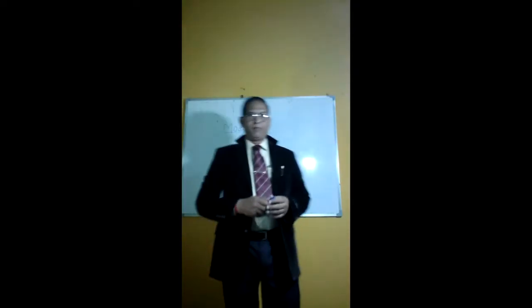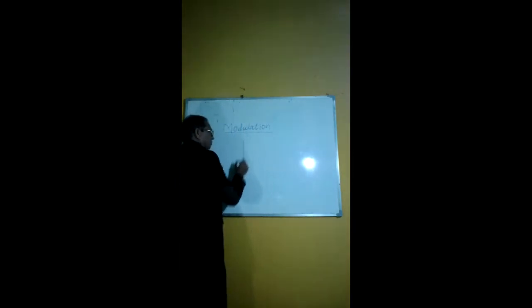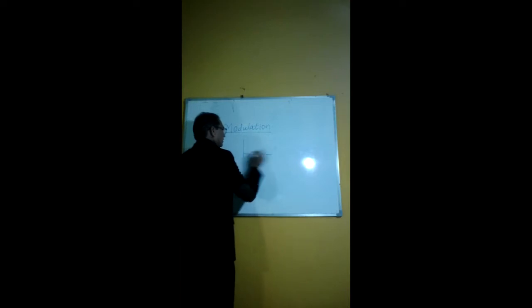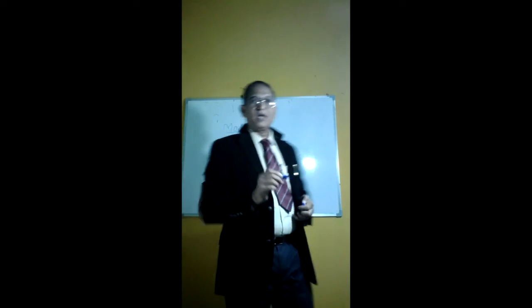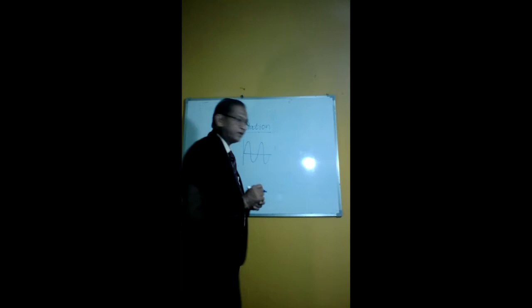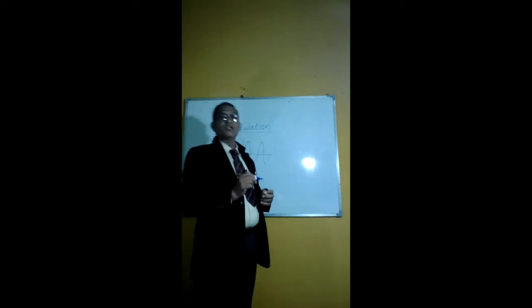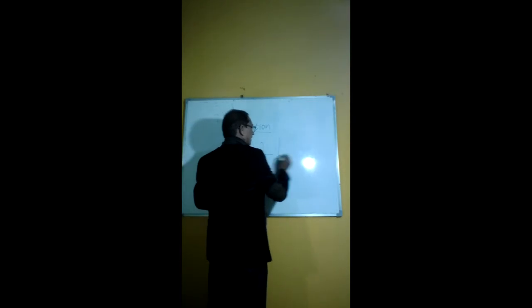Now we shall see the process of modulation. We have a signal wave, which is a low strength waveform having very low frequency, an audible wave having the frequency range in between 20 Hz to 20 kHz. The other one is the carrier wave, which has very high frequency.